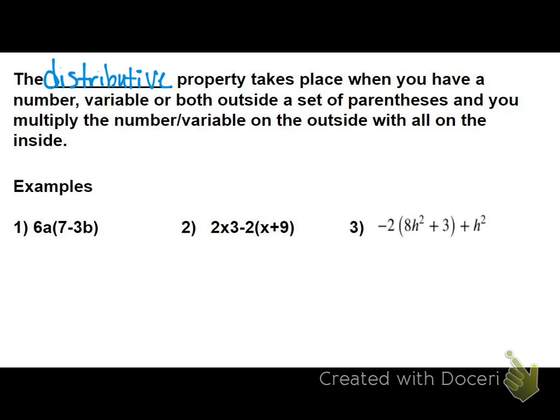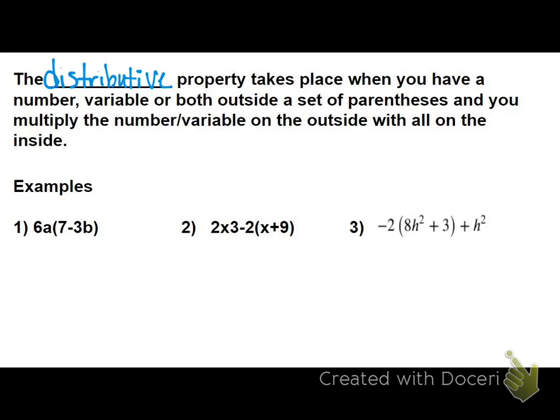The distributive property takes place when you have a variable or number on the inside and outside of parentheses. Basically, you're multiplying the factors to get rid of the parentheses. So we're going to look at these next 3 examples and solve them together. Example number 1, I have 6a times 7 minus 3b.